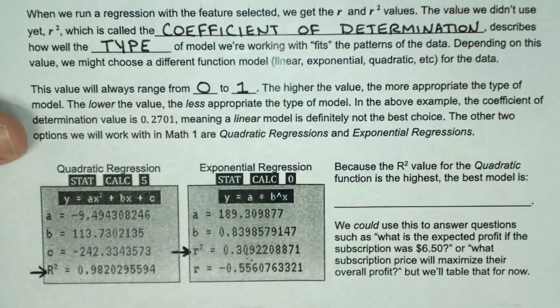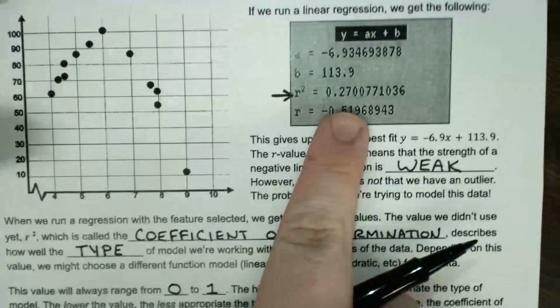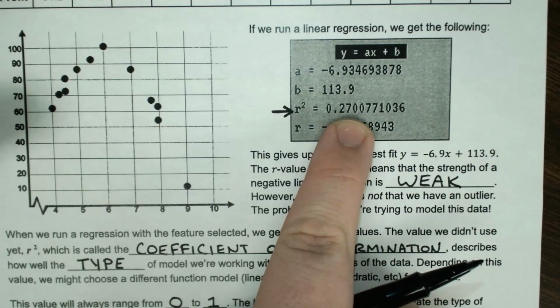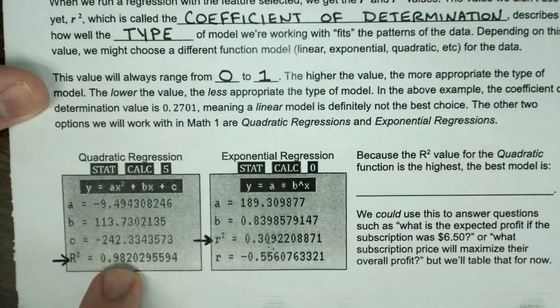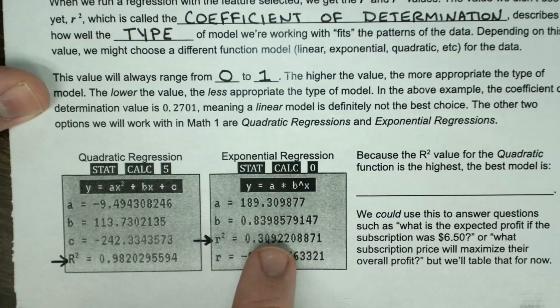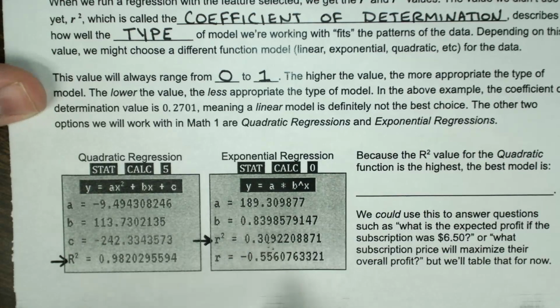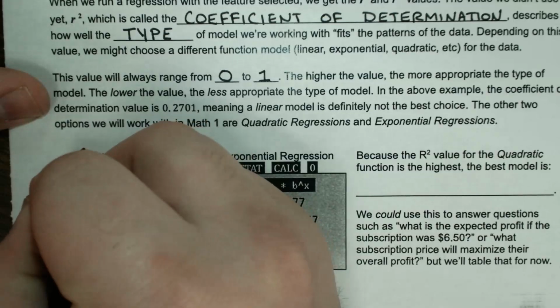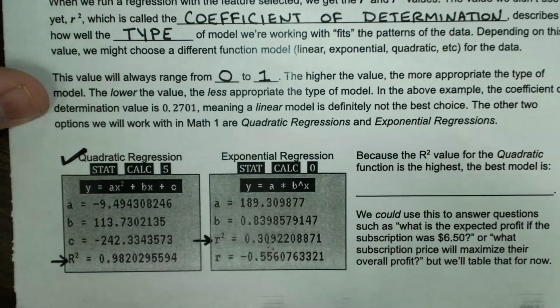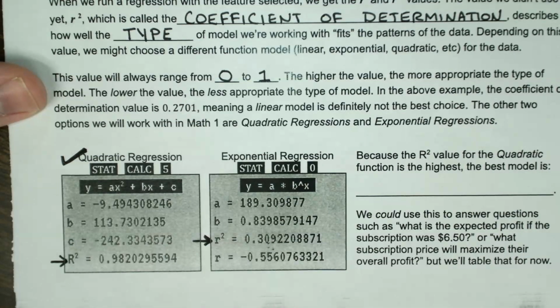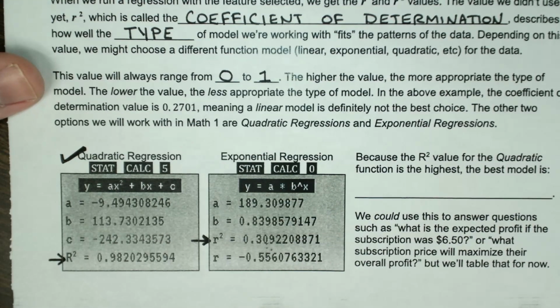So of those three choices, linear is about 27% accurate. Quadratic is about 98% accurate. Exponential is about 31% accurate. Of those three choices, which one seems like the best option? Definitely a quadratic. Because that's got the highest R squared value, that means we should use a quadratic.